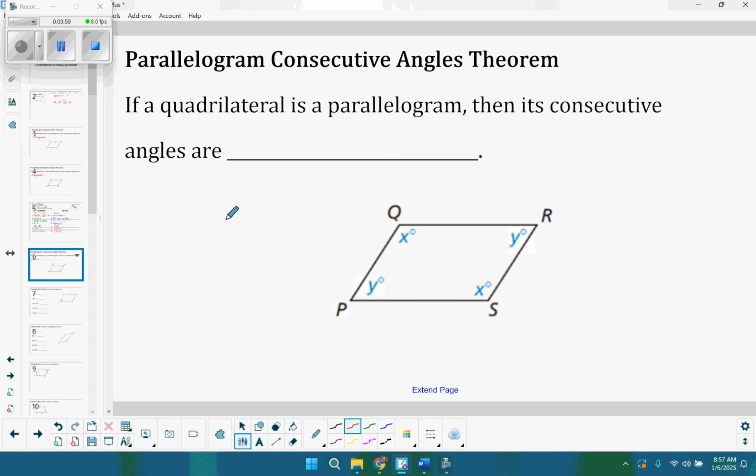One more property is that if a quadrilateral is a parallelogram, its consecutive angles, like this one and this one, would be consecutive angles. Those are supplementary. And that's also because we're dealing with parallel lines. We know that consecutive interior angles were supplementary when we were dealing with parallel lines, and that's what's happening here.